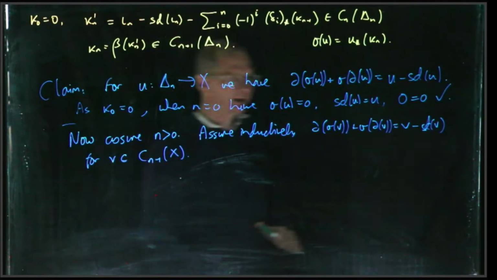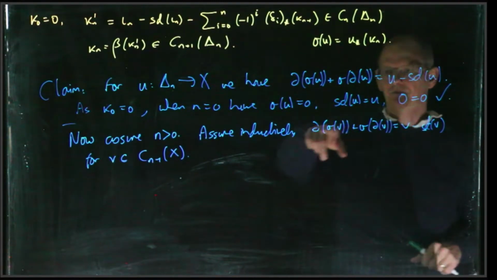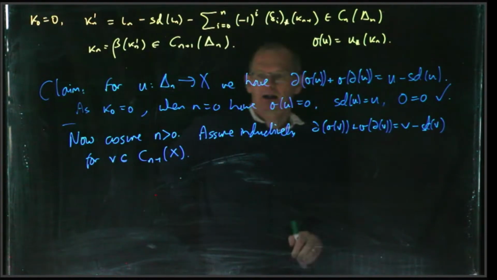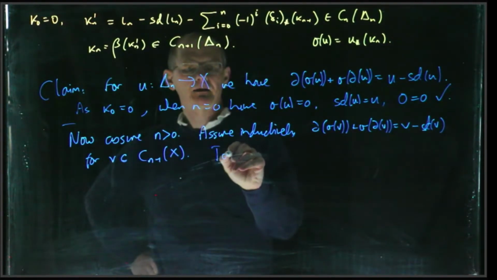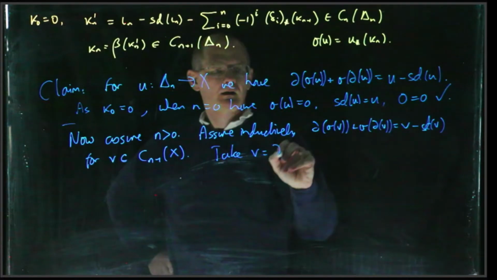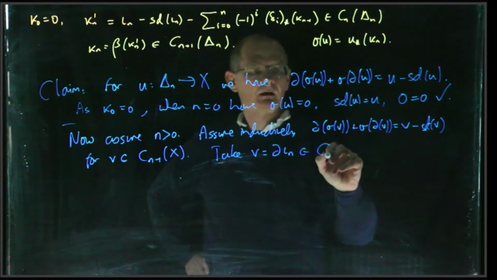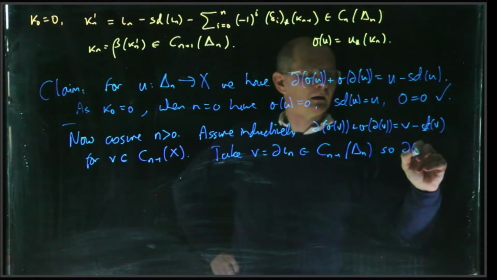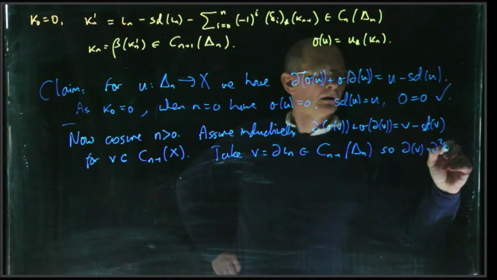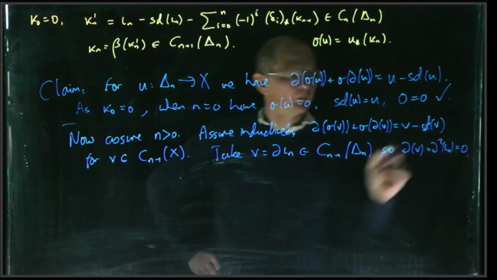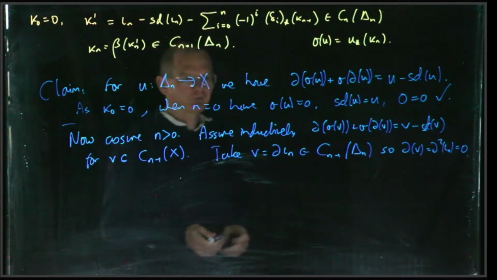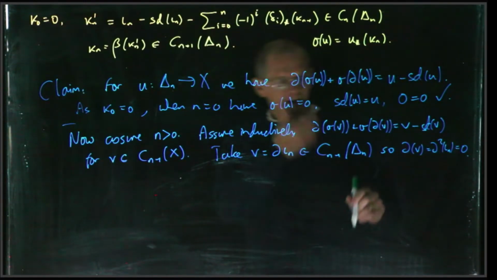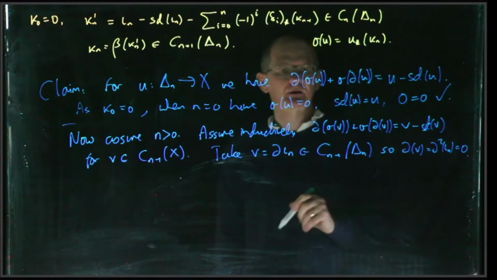And we're going to assume inductively that this identity holds for all n minus 1 chains in all spaces. So we'll apply it in the case of the boundary of iota n. Okay, so then in that case we know that dv is just d squared iota n, which is 0.